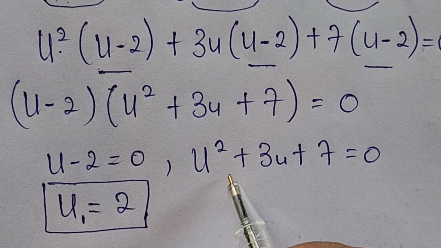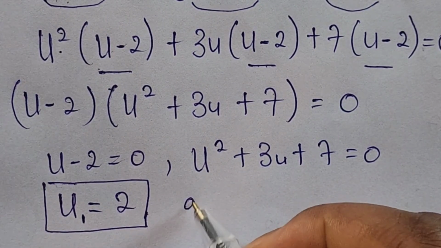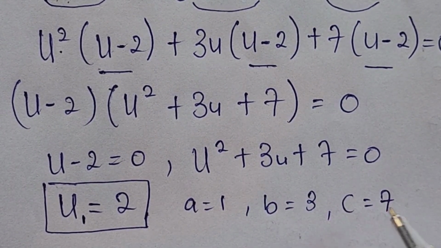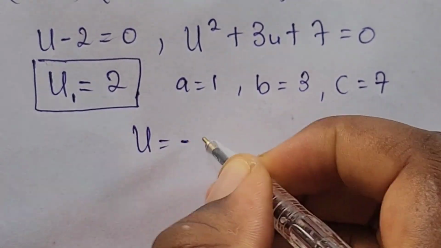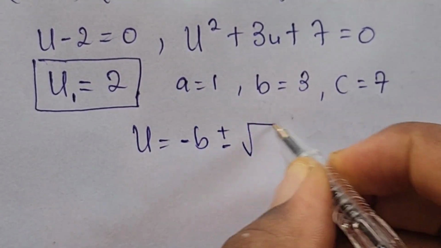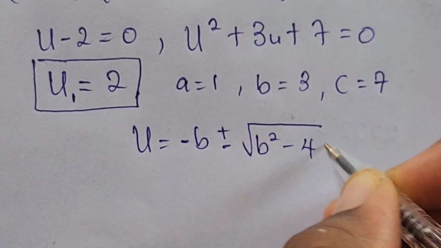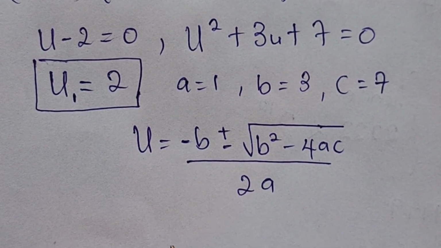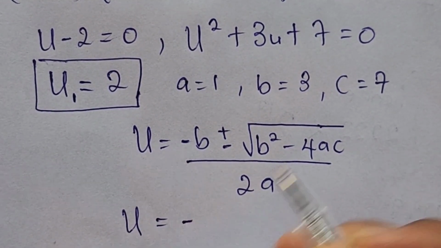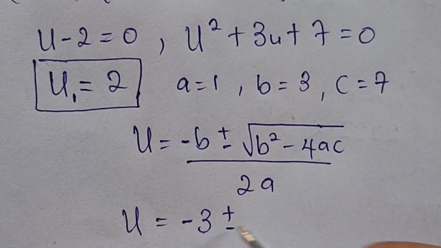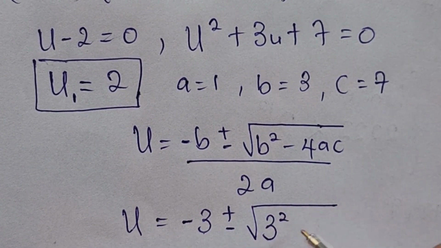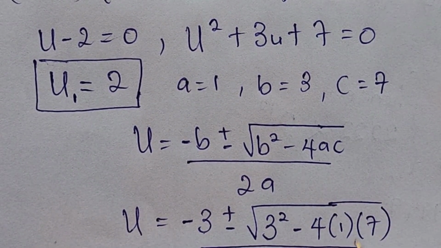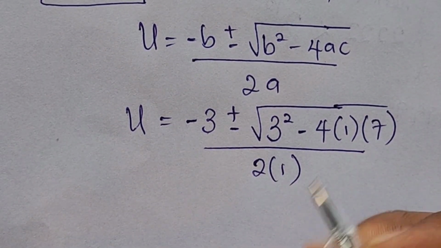So let's solve the second part of the equation. Let our a be equal to 1, our b be equal to 3, and our c be equal to 7. We have that u is equal to minus b plus or minus square root of b squared minus 4 times a times c, all over 2 times a. So our u is equal to minus our b, which is 3, plus or minus, we have 3 to the power of 2 minus 4 times 1 times 7, all over 2 times 1.